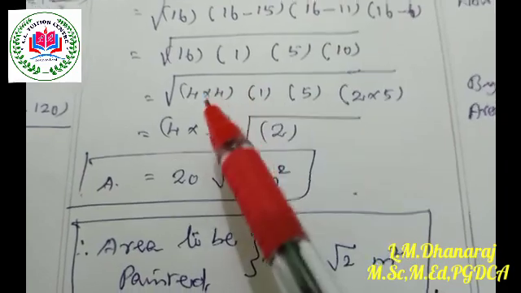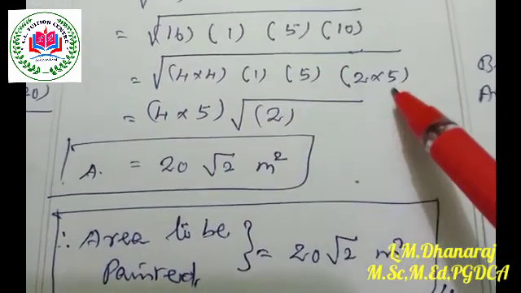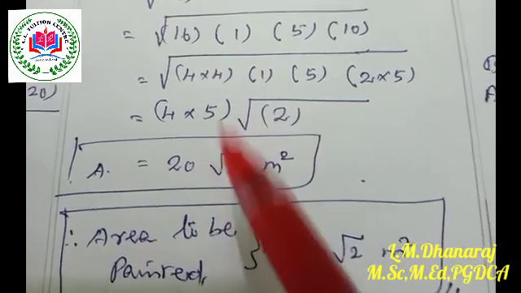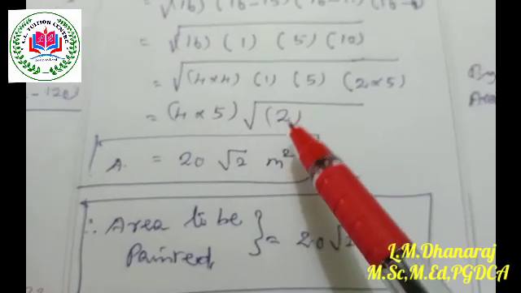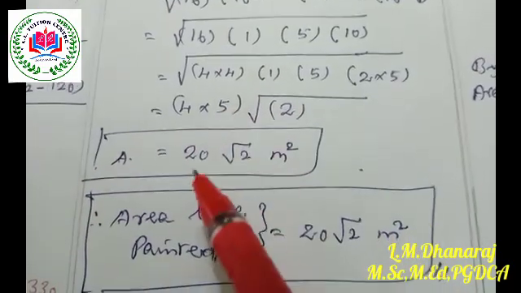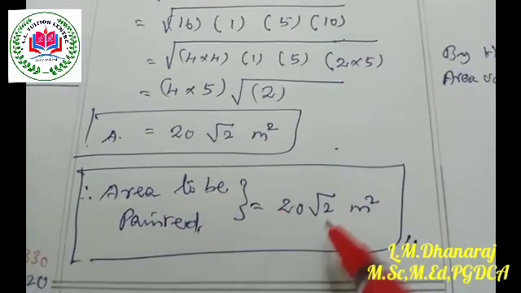Now instead of two 4s, one 4 can be taken out. Instead of two 5s, one 5 can be taken out from the square root. So 2 is unpaired, so that will remain inside the square root itself. Therefore 4 into 5 will be 20 square root of 2 meter square. This is the area to be painted.